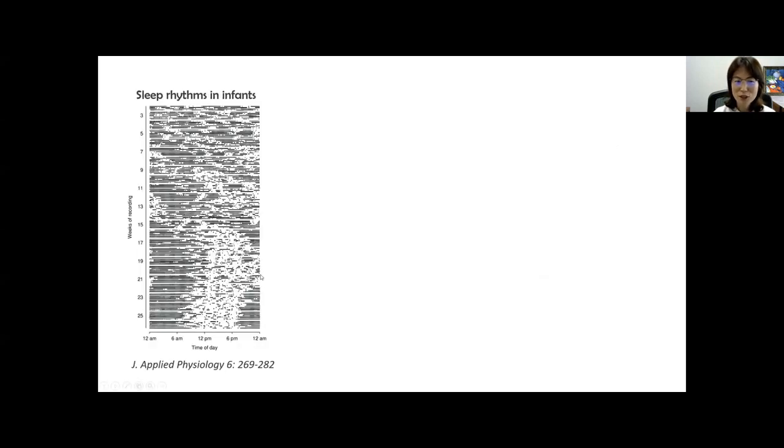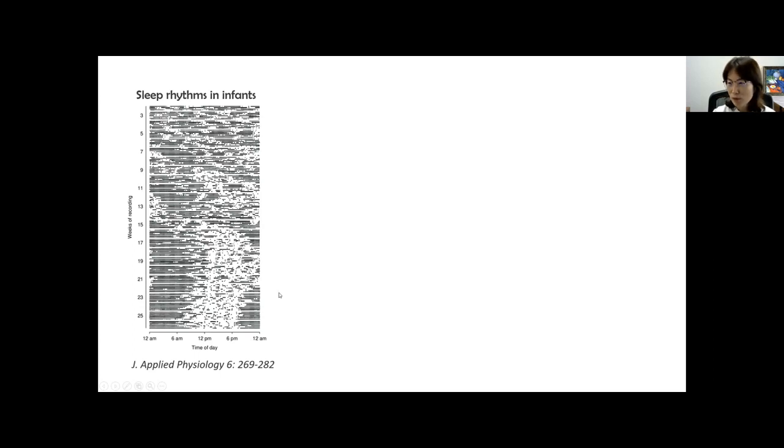And the interesting thing is, we wonder when people really develop circadian rhythm. Probably you know that when a baby is born, they don't have circadian rhythm. And around 100 days, they start developing this sleep rhythm, so they mostly wake up during the day and sleep during the night.